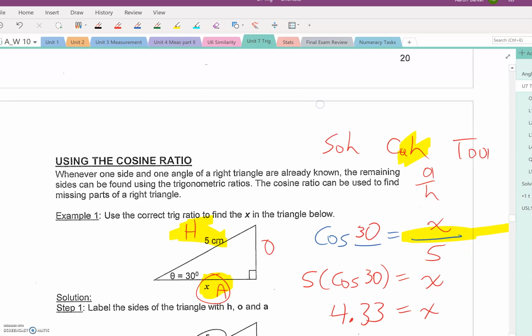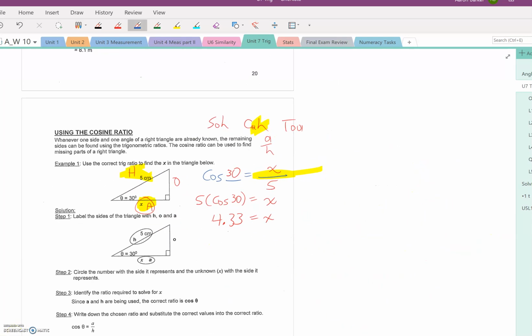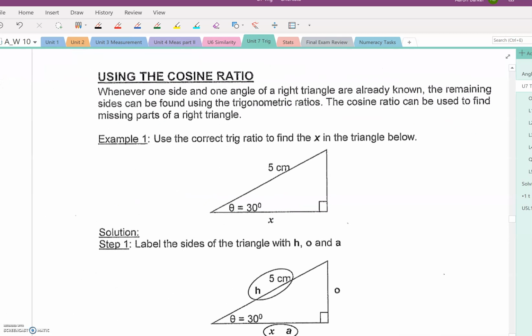So let's go back down. Here we're going to do a different one. So let's go over this one. The first thing you do is you label HOA. Label your HOA. Here's angle 30 degrees. Here's 90. So this would be your hypotenuse, straight line. This will be your opposite. And this will be your adjacent.